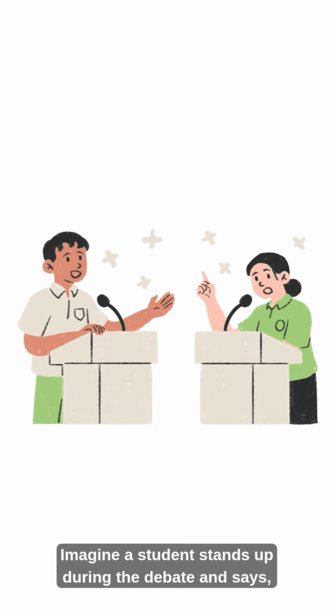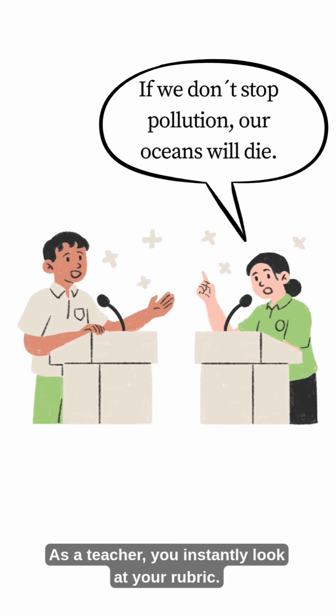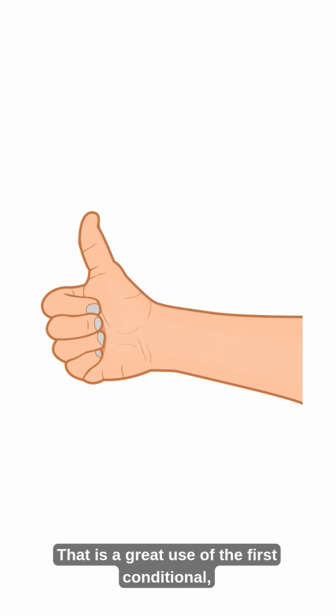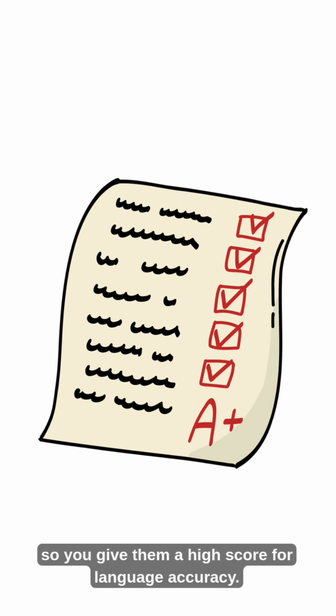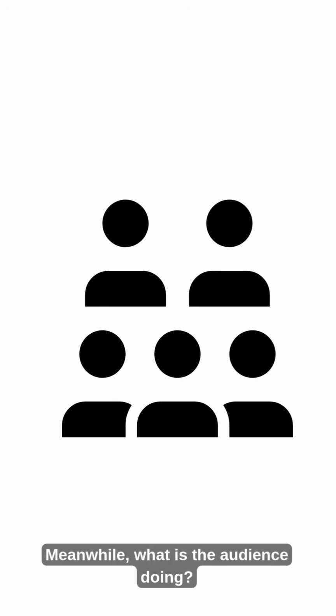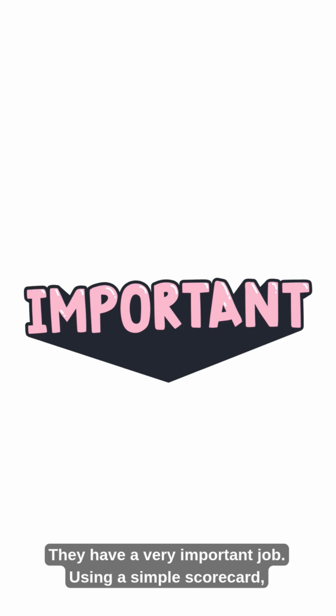Imagine a student stands up during the debate and says, "If we do not stop pollution, our oceans will die." As a teacher, you instantly look at your rubric. That is a great use of the first conditional, so you give them a high score for language accuracy. Meanwhile, what is the audience doing? While Team A and Team B are debating, the rest of the class is not just sitting there passively. They have a very important job.